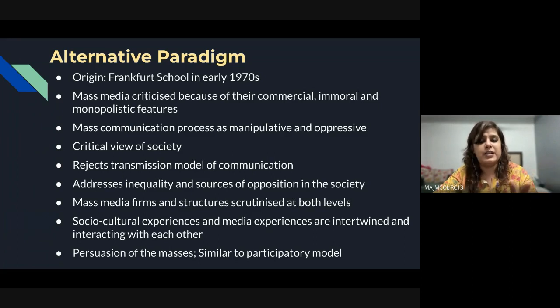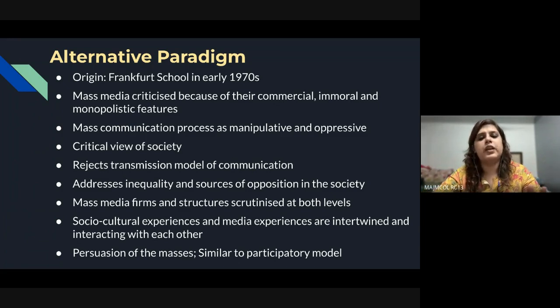capitalism, mass media and the Western model of development are harming the development model of the third world. And here they were also opposing how ownership patterns and the content of mass media were affecting the development of the third world. They were also talking about social cultural experiences and media experiences in togetherness. So the alternative paradigm was actually combining the dominant paradigm with the dependency theory, and it was bringing about alternative media channels in this particular context.